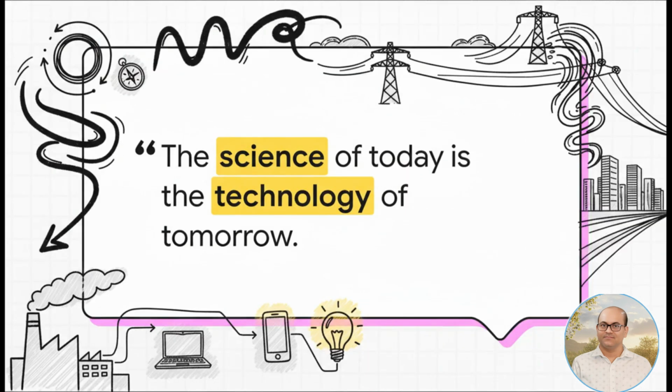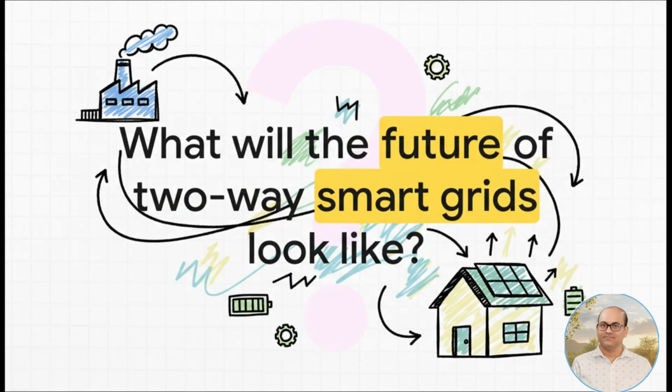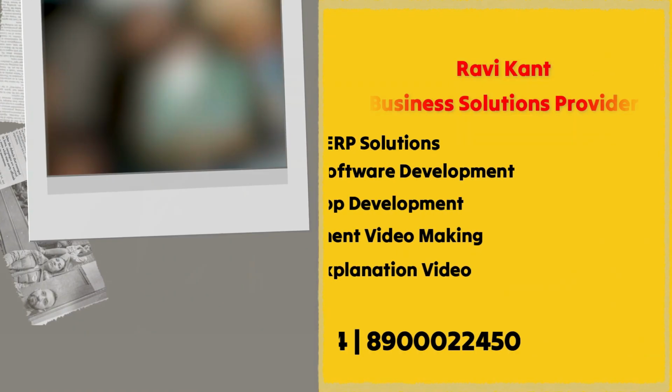So as we have seen today, a fundamental scientific discovery about magnetism now powers our entire world. It's a perfect example of this idea, the science of today is the technology of tomorrow. And so, I will leave you with this final thought. For over 100 years, we have sent power one way, from the power station to us. But what comes next? What about two-way smart grids where our homes can also send power back? That is something for you to think about.